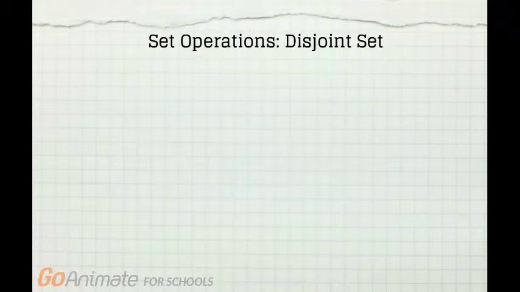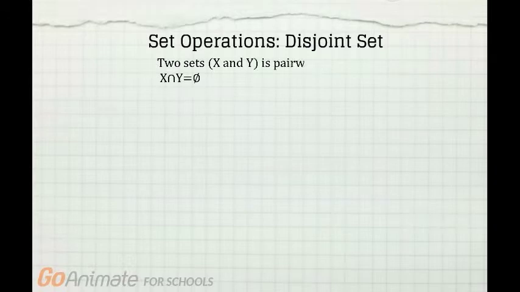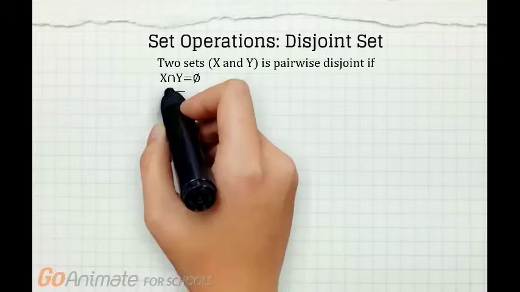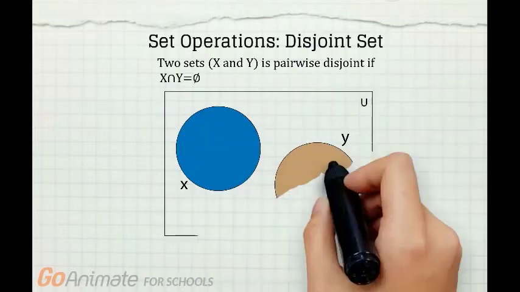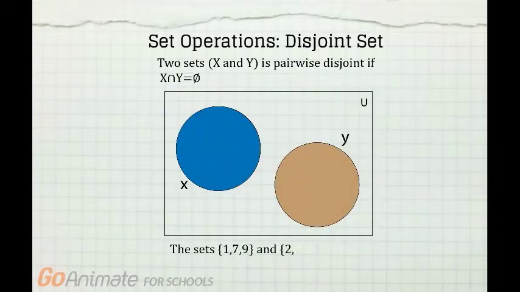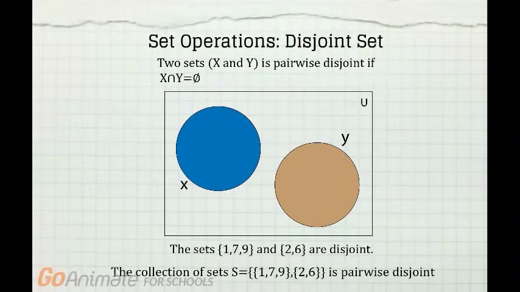Another operation of sets is disjoint sets. Two sets X and Y are disjoint if X intersect Y equals the empty set. For example, the set {1, 7, 9} and the set {2, 6} are disjoint. The collection of sets S equals {1, 4, 5} and {2, 6} is pairwise disjoint.